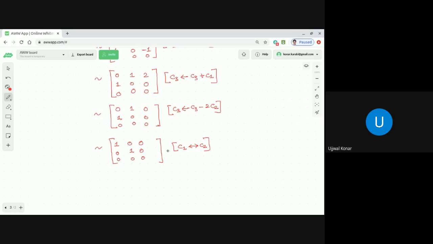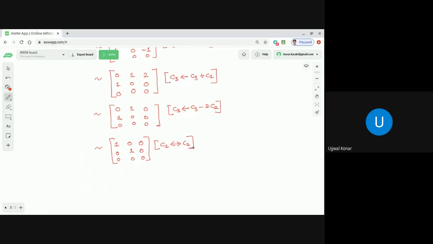That matrix doesn't look good. So let me do one thing. Let me remove this and write it in a neat and clean manner. And what is the operation? I say that C1 and C2 get interchanged.